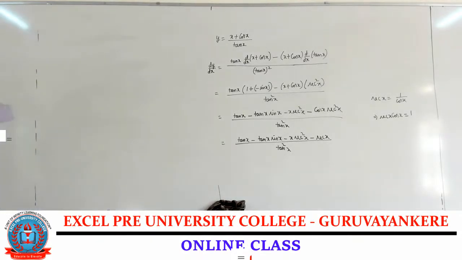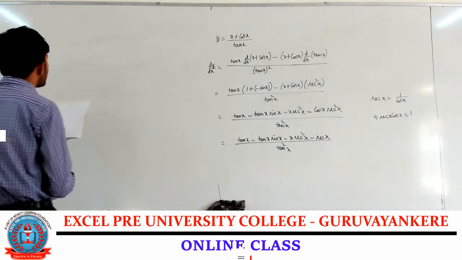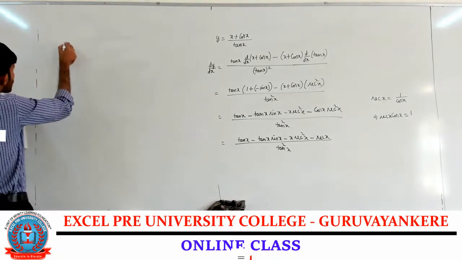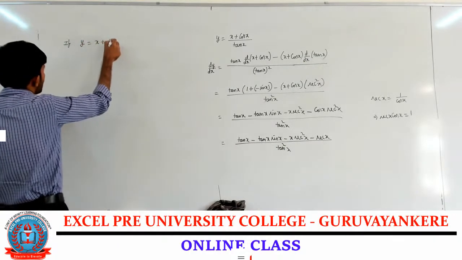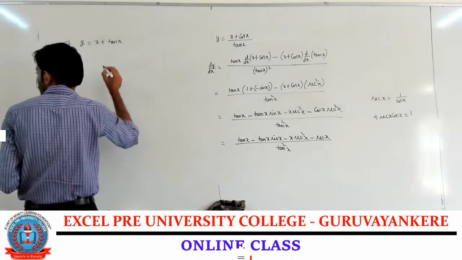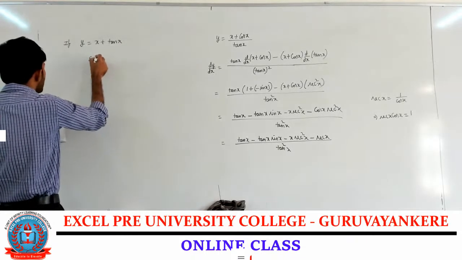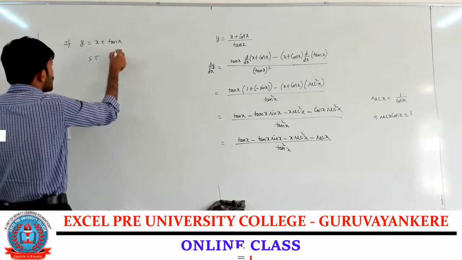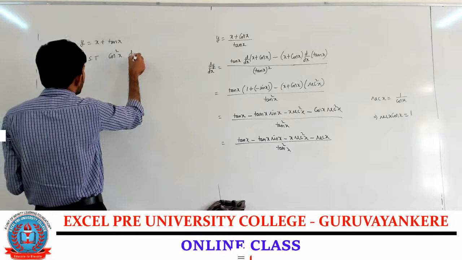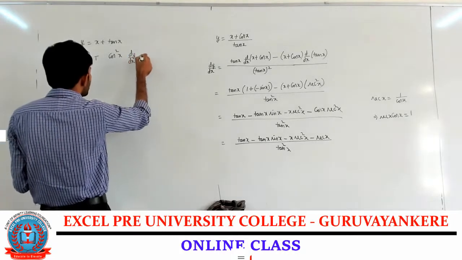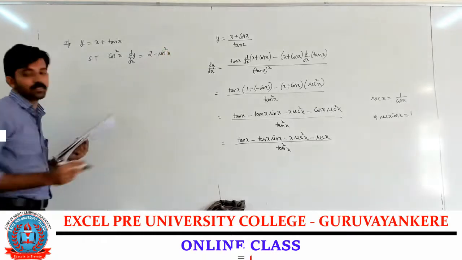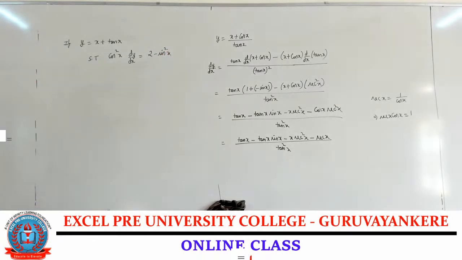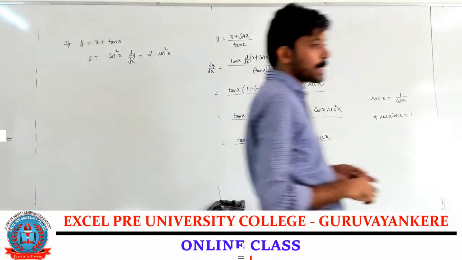Next question. If y equals x plus tan x, then show that cos square x into dy by dx is equal to 2 minus sin square x. The problem is to show that. Try to do this.